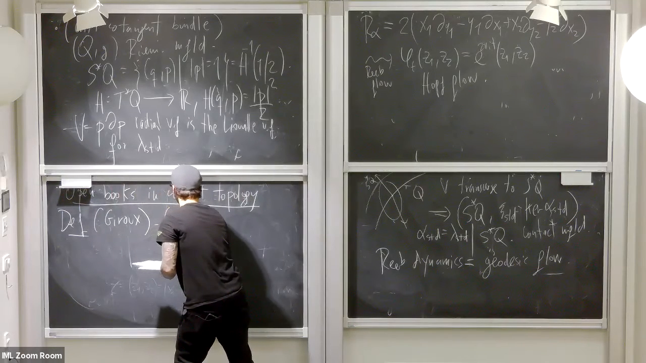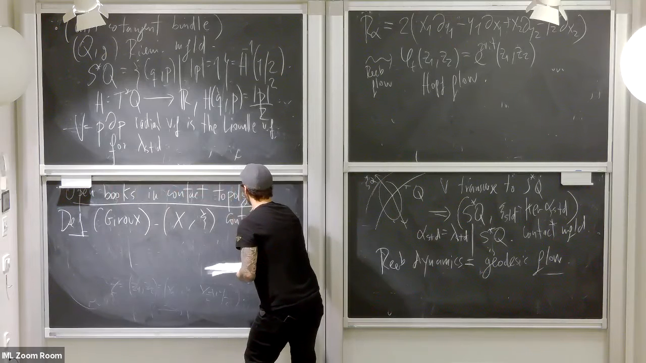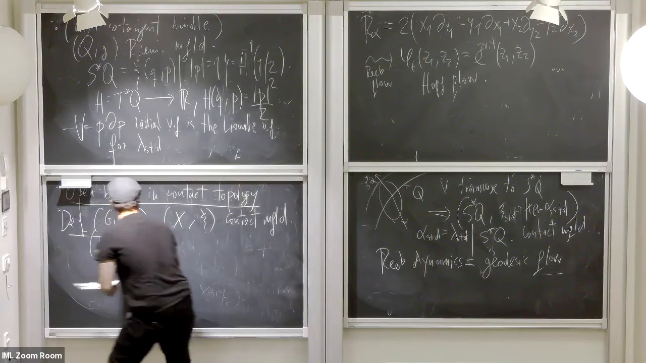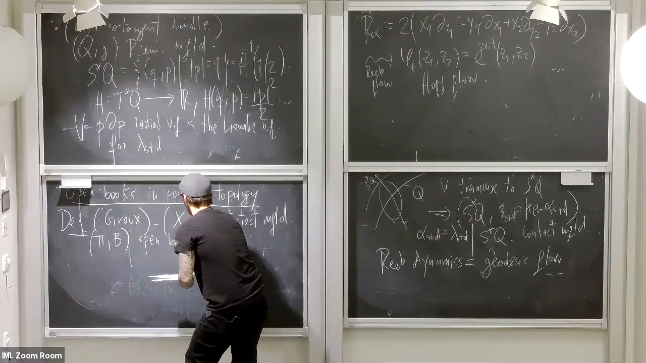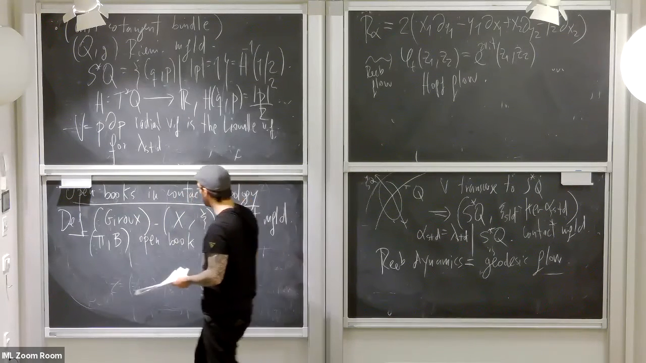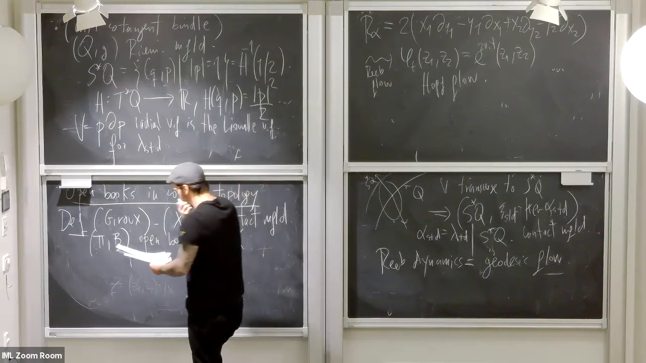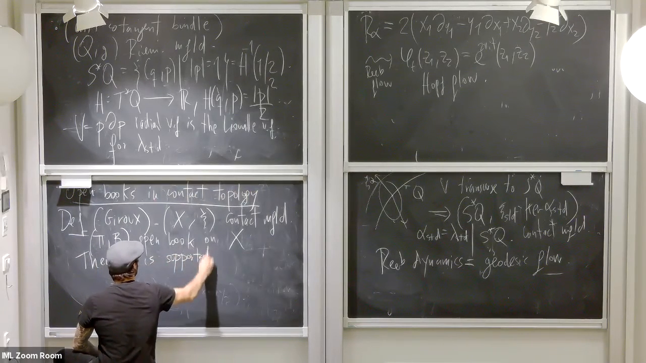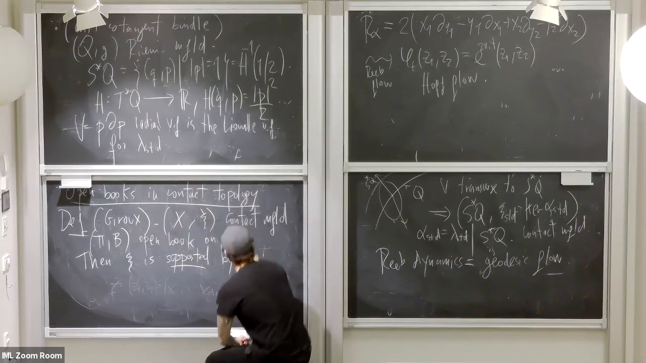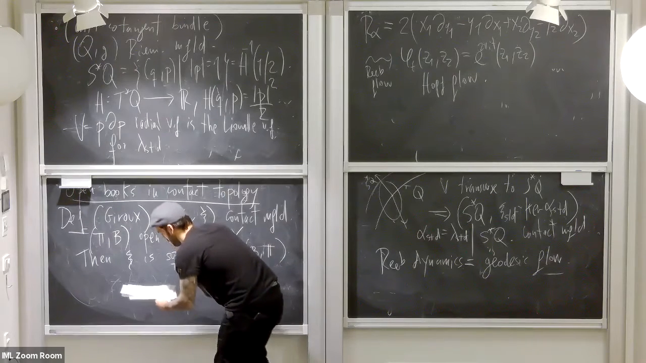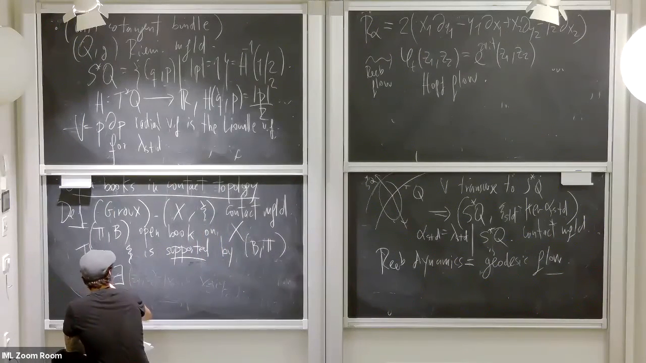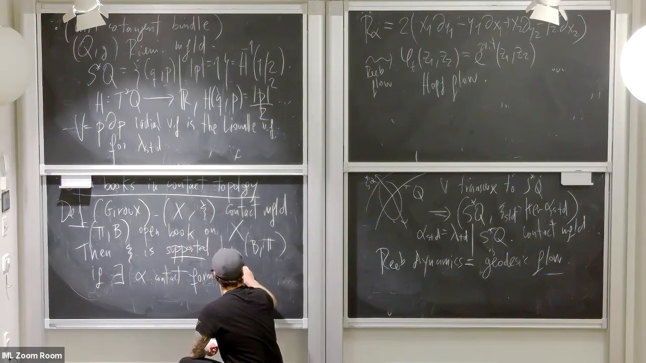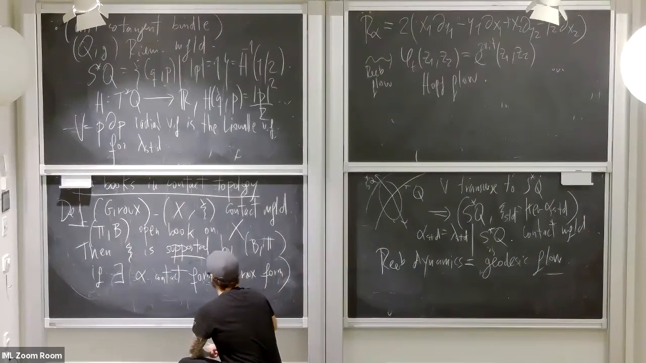And it's the following. You start with some contact manifold (X, xi), and you start with an open book (B, pi) on X. Then we say that the contact structure is supported by the open book if there exists a contact form alpha, which is called the Giroux form, satisfying the following conditions.